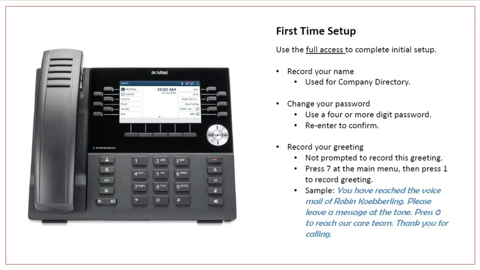The first time you set up your voicemail, use the full access, which is to press the voicemail key and then the dial VM key in order to gain access to the full voicemail menu. You will be prompted to record your name, which is used for the company directory, and then you will be prompted for your password, which is a 4 or more digit combination. You'll need to re-enter your password to confirm it. Now, these two items, name and password, are automatically prompted, but the third setup item is not.